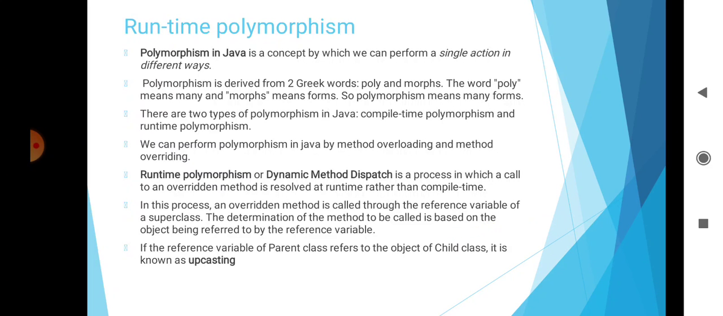Then the next topic is runtime polymorphism. Polymorphism in Java is a concept by which we can perform a single action in different ways. Polymorphism is derived from two Greek words, poly and morphism. The word poly means many and morphism means forms. So polymorphism means many forms.